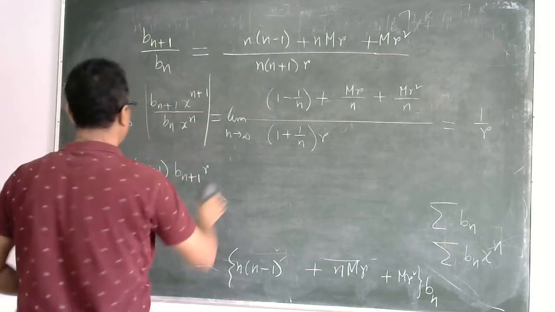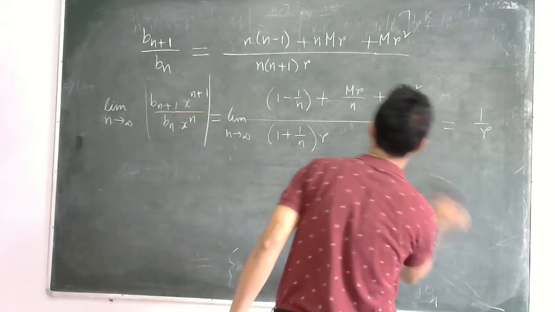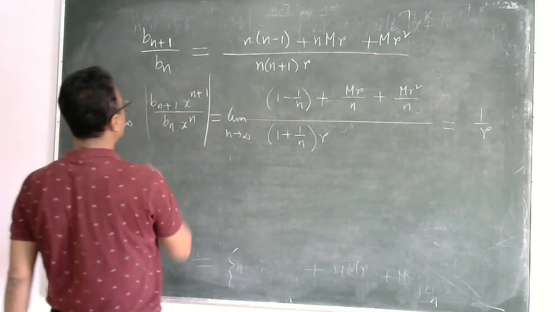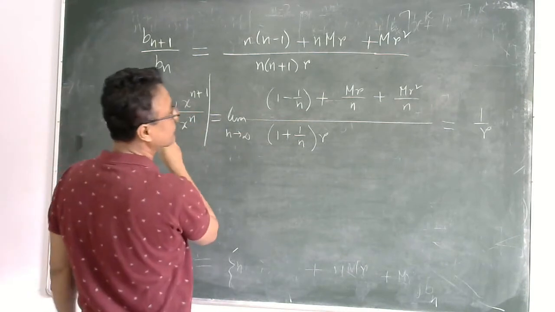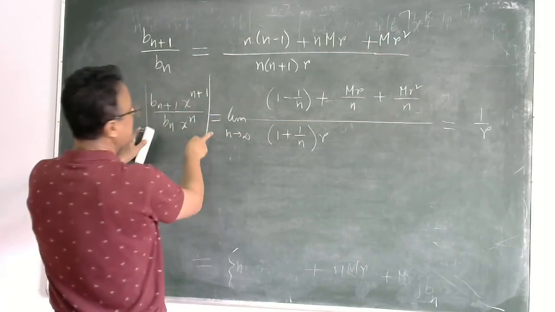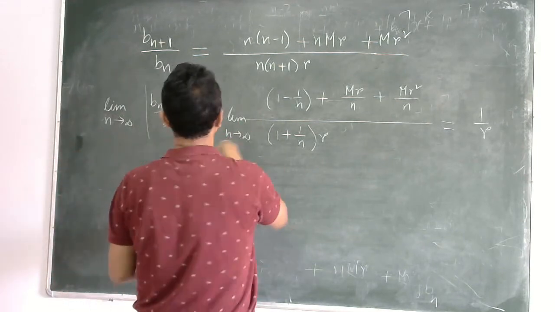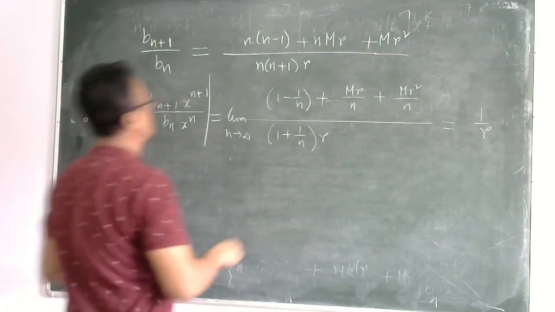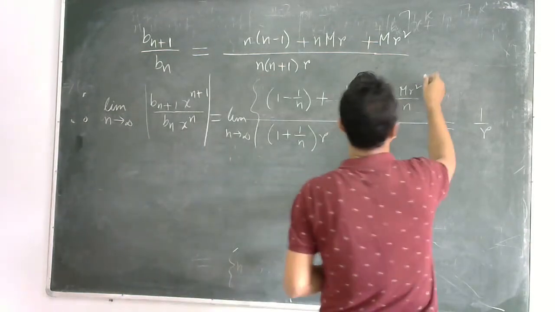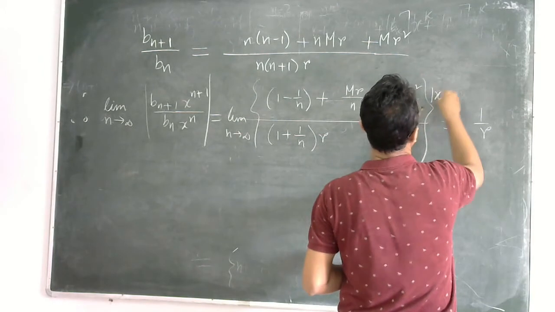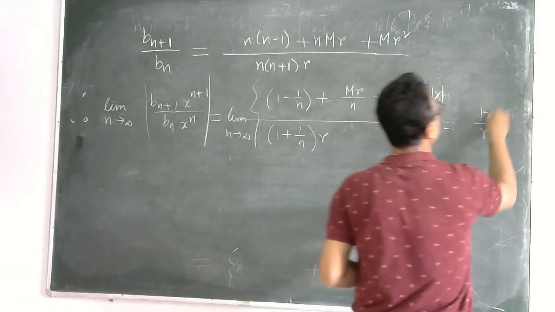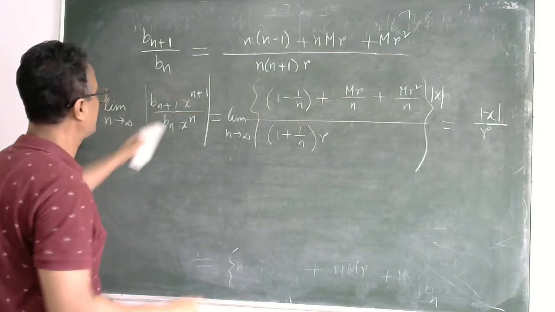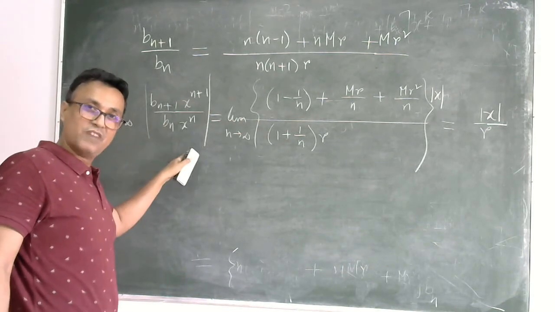So what you get from here is this one. If I take this, this will be simply equal to this into mod x, isn't it? So this will be this. Is it okay with everybody? So here the mod x term is extra. Fine? The mod x term is extra.